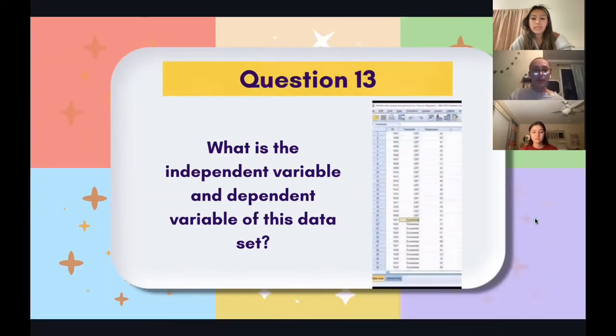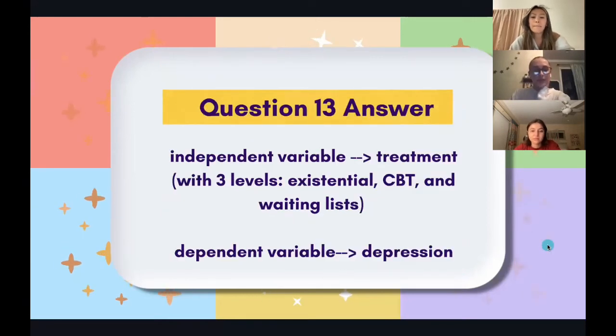Question 13. What is the independent variable and dependent variable of this data set? Well, from the data set, I can see that the independent variable would be the treatment type. So that would be existential and CBT, and then the waiting list that were mentioned. And then the dependent variable would be the depression scale, like the number. That is correct, Ashley. So the independent variable is treatment with the 3 levels, like she mentioned, existential, CBT, and waiting list. And then the dependent variable is depression. Good job.